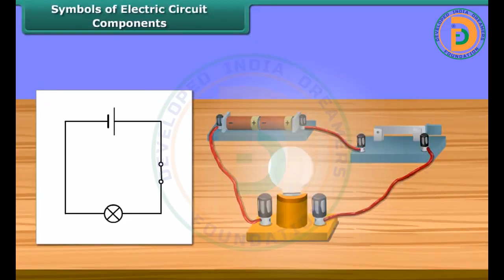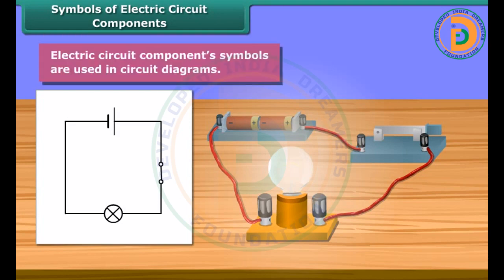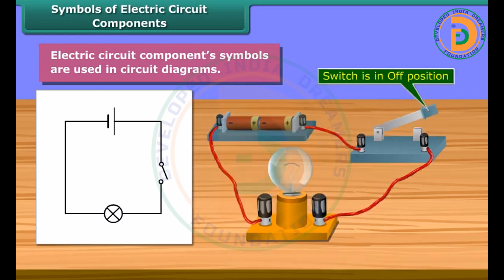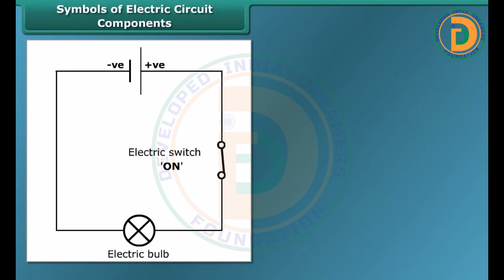Symbols of electric circuit components. Electric circuit components' symbols are used to make circuit diagrams. It is much easier to represent a circuit diagram using symbols. This is the symbol of a switch in on position. This one is in off position.